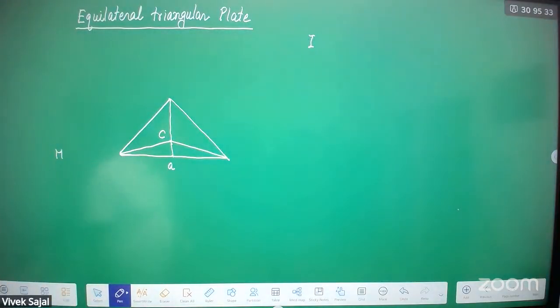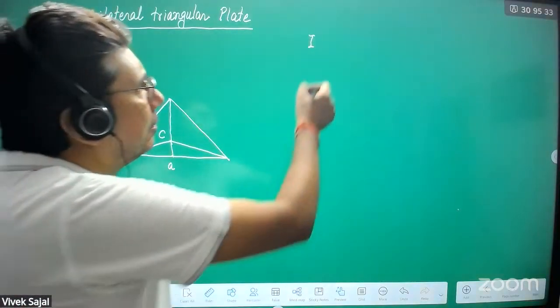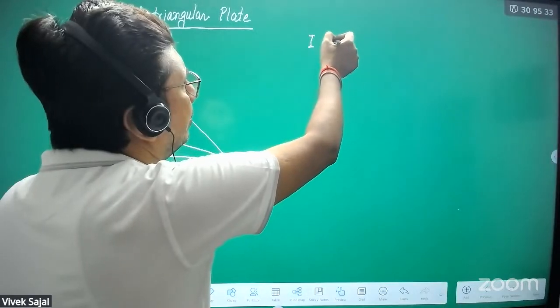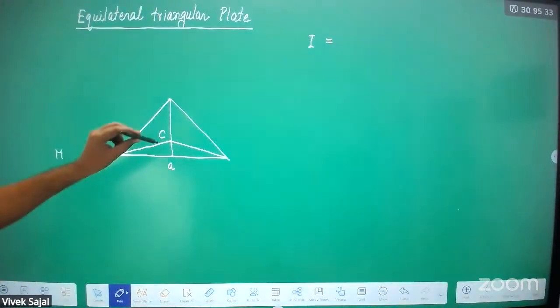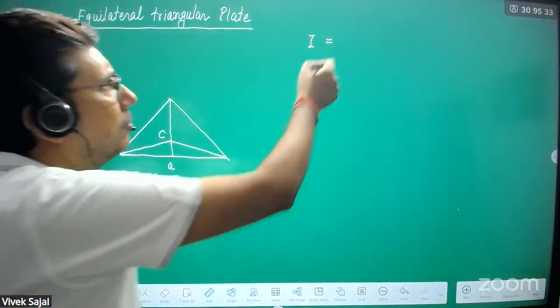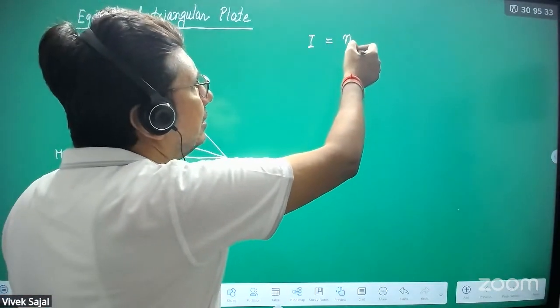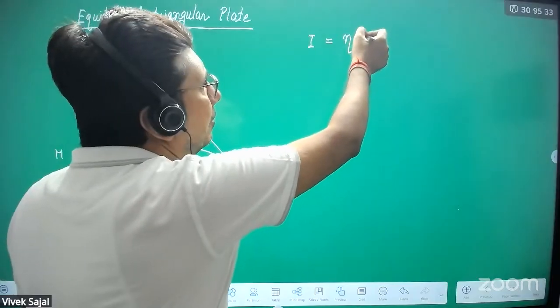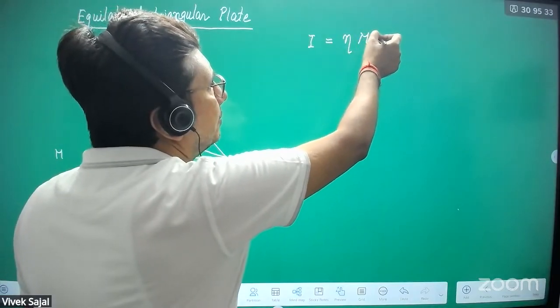I want to find out about this. So I can say the moment of inertia about C, one thing I can say, I don't know its value. I don't know this eta. This eta is some constant, but it will be ma square.